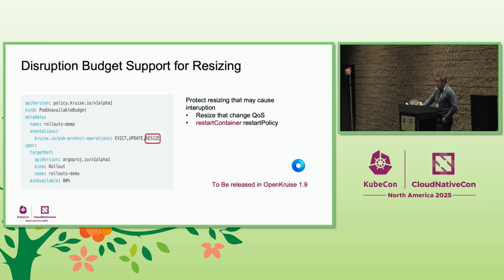And for in-place resizing that may involve container restarting, additional protection is required to ensure workload level availability. The PodUnavailableBudget, the advanced version of PodDisruptionBudget in Kubernetes, supports protection of resize operations along with other operations such as eviction, in-place pod updates, or container restart. This feature will be shipped in the upcoming OpenKruise 1.9.